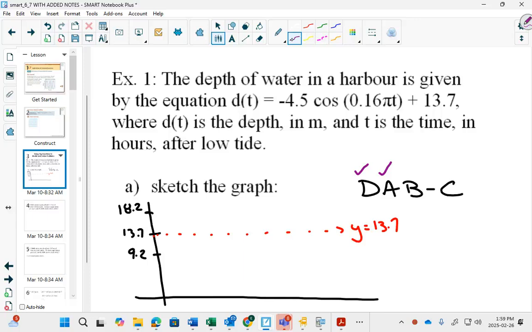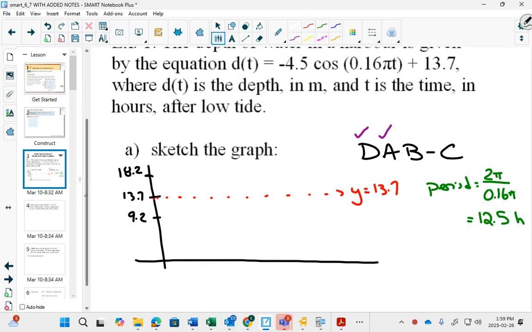My period is always 2 pi divided by my B value, and my B value is 0.16 pi. Go to your calculator for this and divide it, and you'll get 12.5, and time is in hours. We can add a unit there if we want. Because this is a word problem, it's probably not bad to write that this is depth, and our unit is meters, and this is time, and our unit is hours.